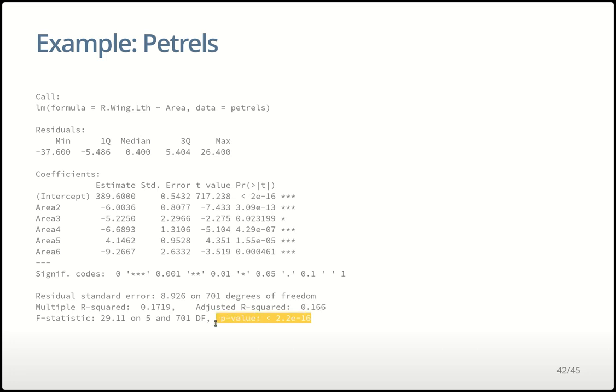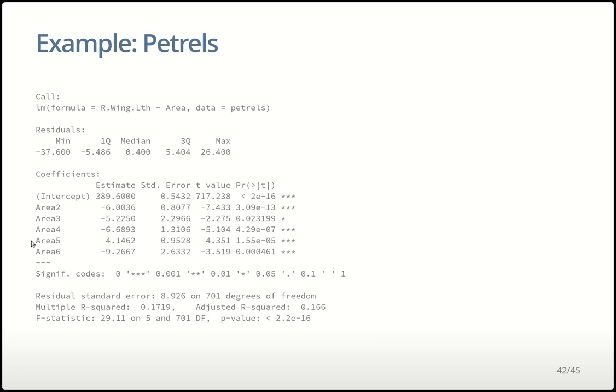And our overall p-value is tiny. You remember your overall p-value is assessing, is something in my model important? The only thing in our model is area, so that's testing, is there a difference between the areas? So our conclusion is very direct here. Yes, there is a difference between the areas. And then the coefficients tell us where those differences lie.